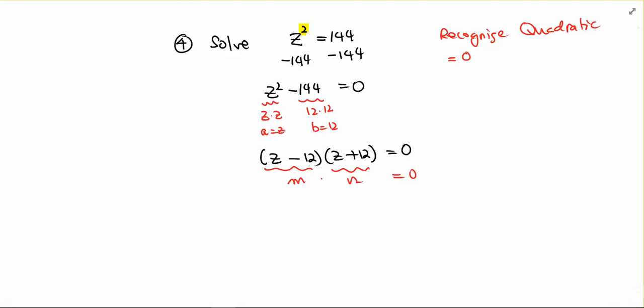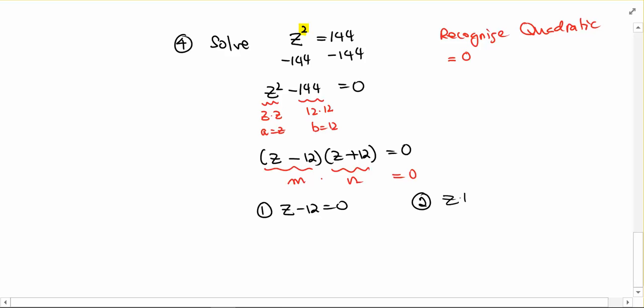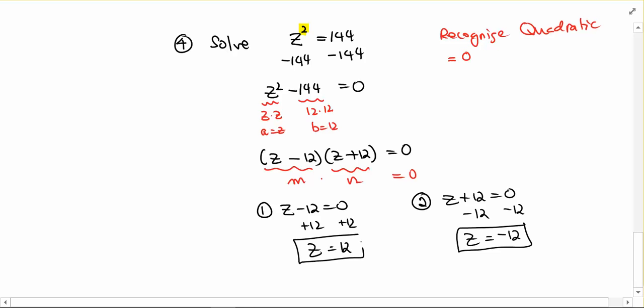And so I can do one, z minus 12 equals 0, or two, z plus 12 equals 0, and then add 12 over here, I get z equals 12, and subtract 12 over there and get z equals negative 12. And that's it. That's how you solve a quadratic.